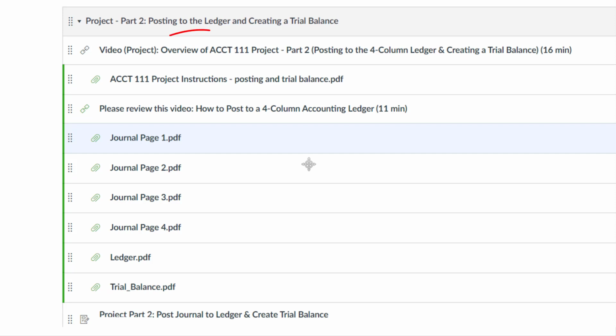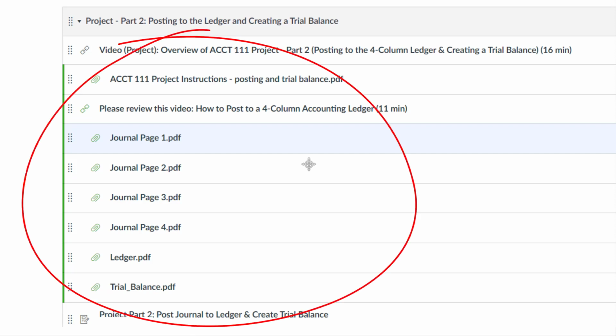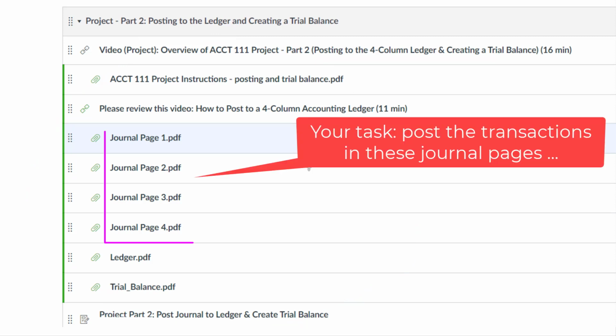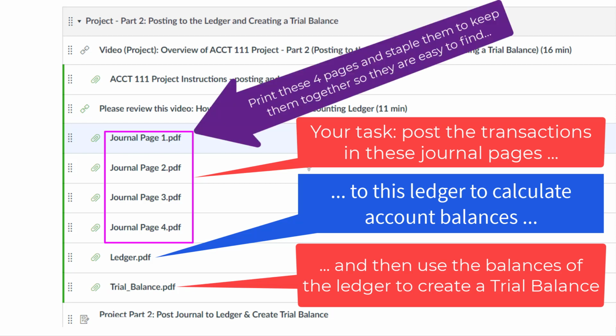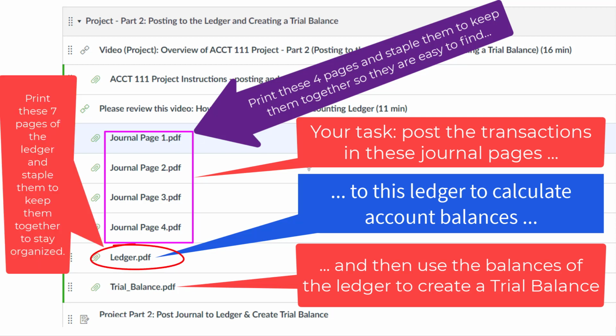Now we're ready to start part 2 of the Sullivan Realty project. We're going to post to the ledger and create a trial balance. The first thing I recommend you do is print out these 4 journal pages. They contain the transactions that we recorded from the business forms earlier in the quarter. And we're now going to post the debits and credits to this ledger so that we have up-to-date account balances.